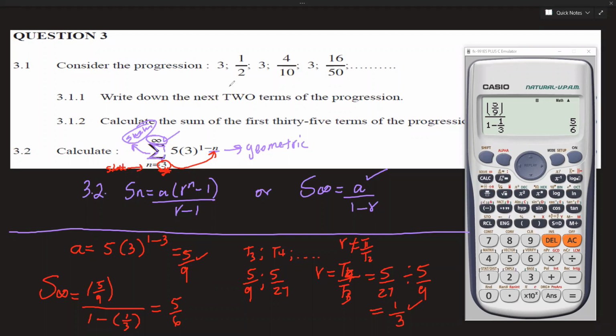Some people prefer to round off to 2 decimal places, which is 0.83. Which is 0.83. And then that's finito about question 3.